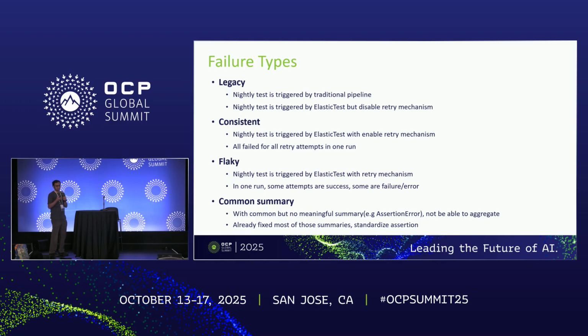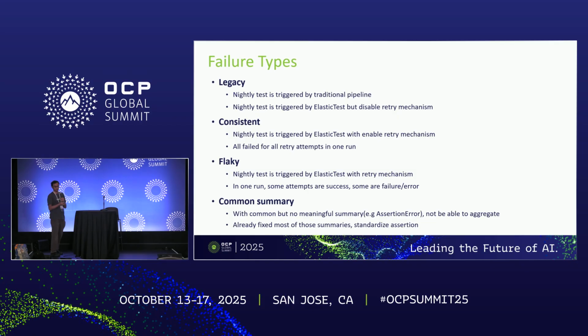The second type is consistent. Here the test is run with the retry enabled, and so if the test fails the first time, it gets run maybe a second time, third time, or fourth time. If they all fail, then it's a consistent failure. Now, if they don't all fail, then it's a flaky failure, which is the third type. We'll discuss more about flaky failures later.